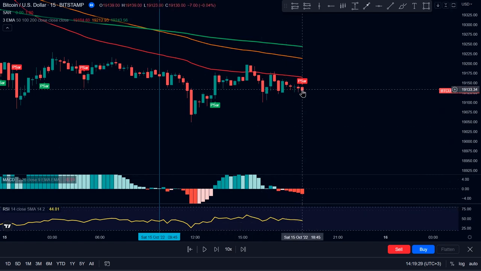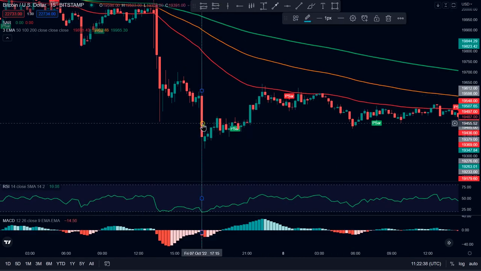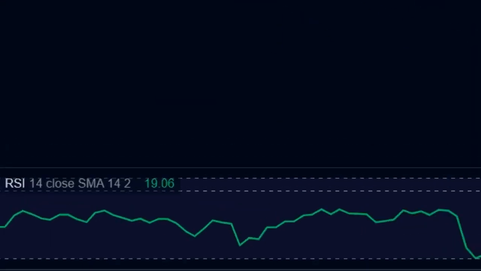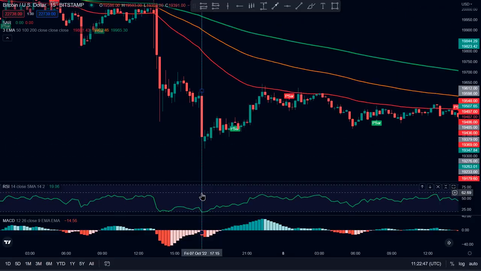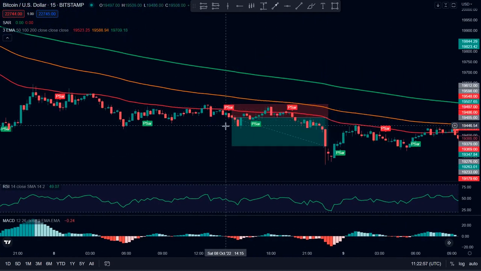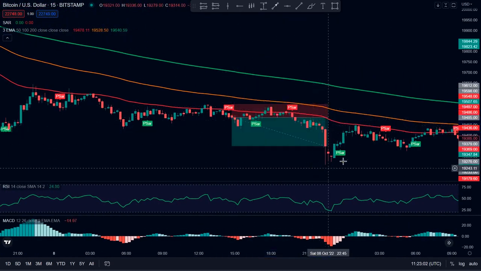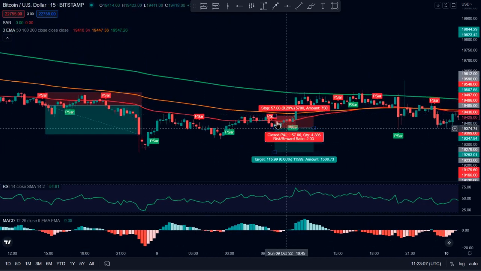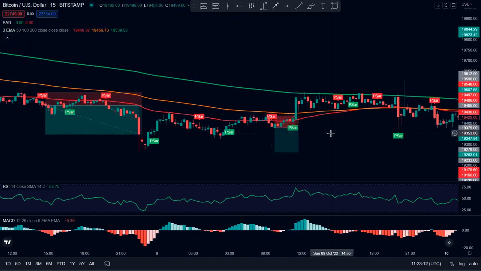But what if it did reach the 20 level? Like right here, we see that the RSI was at 19.06 and hours later we got this sell signal. Of course, we wouldn't take it, even though it might have been profitable. There will be more trades like this one that eventually result in more and more losses.